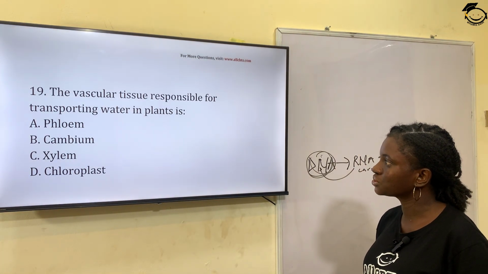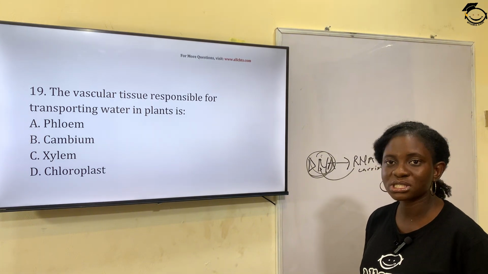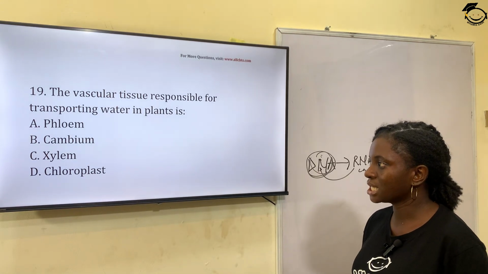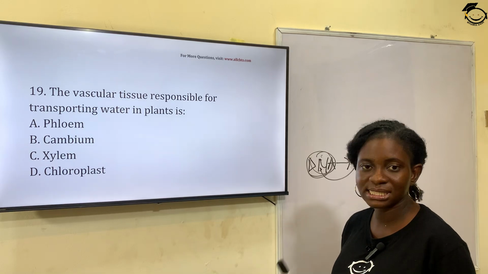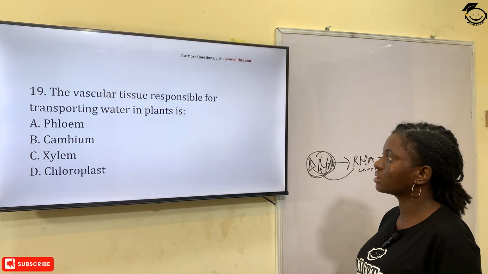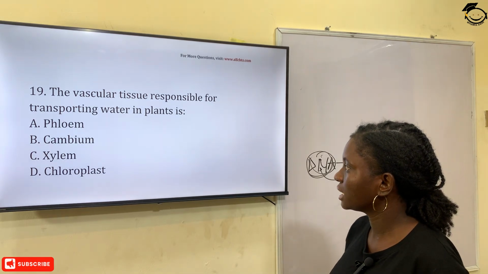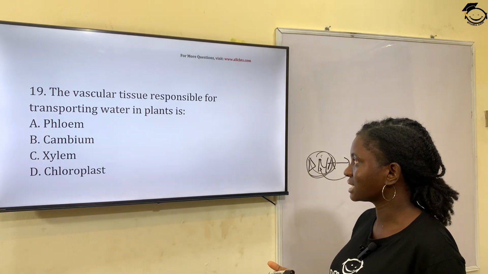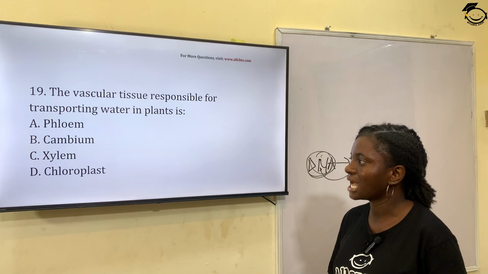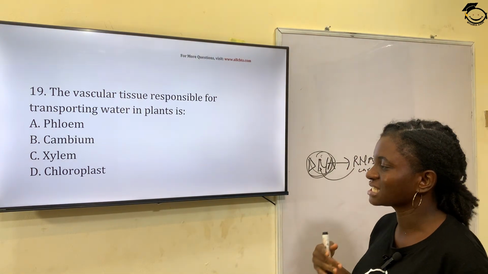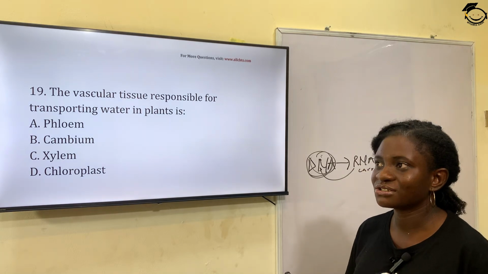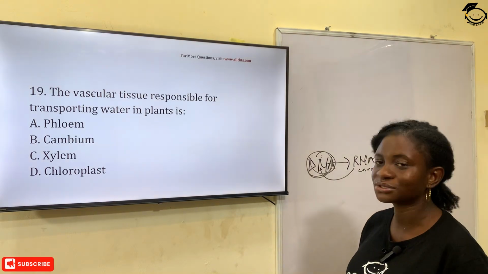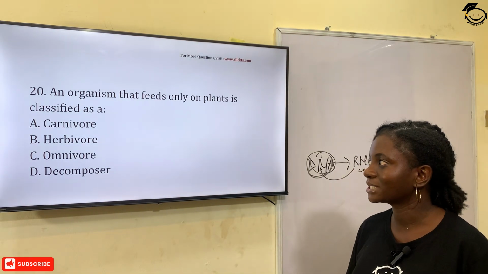Question 19. The vascular tissue responsible for transporting water in plants is: A, phloem; B, cambium; C, xylem; D, chloroplast. The correct answer is xylem. Xylem is responsible for transporting water in plants. Chloroplast is involved in photosynthesis. Phloem is responsible for transporting food. So xylem is the correct answer, option C.